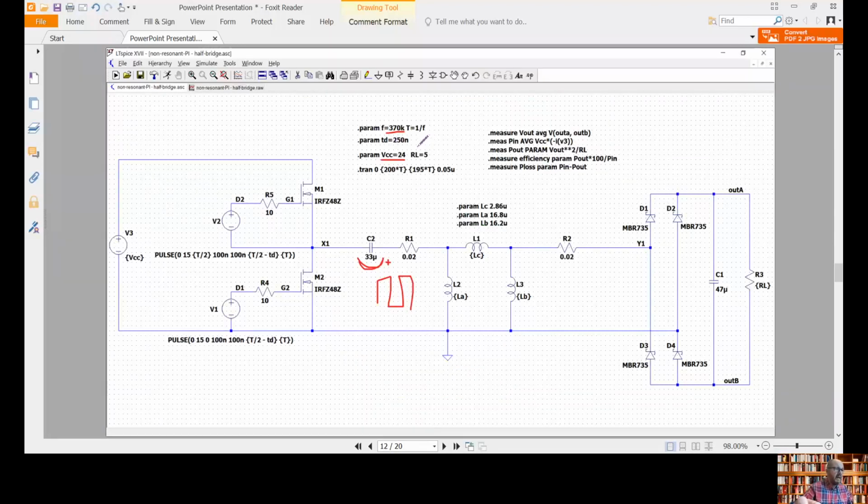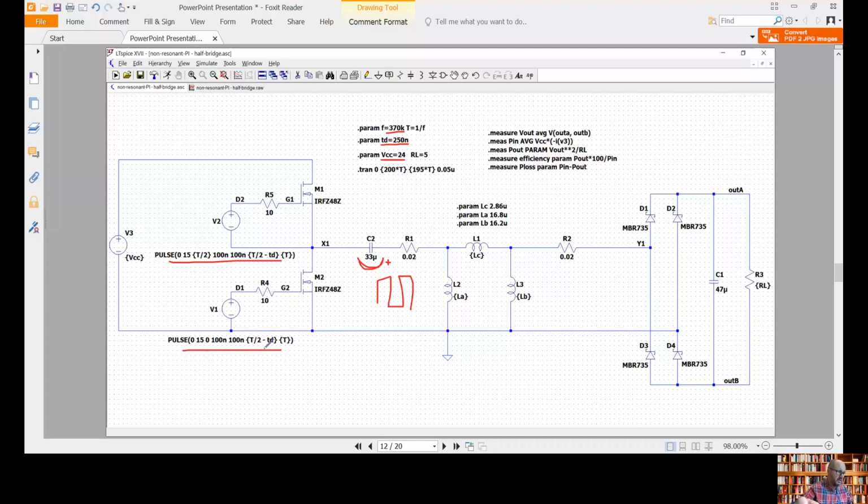And the dead time that we have used between the gate signals of our half bridge is 250 nanoseconds, and we can see here the definitions for the pulses that we are injecting into the gates of our transistors.